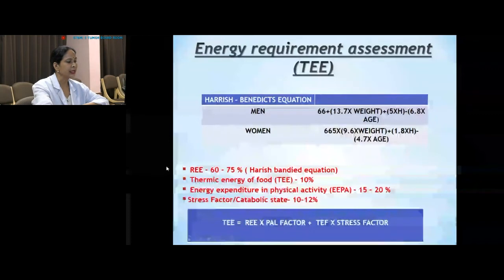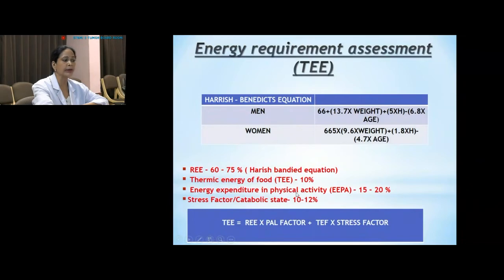Total energy expenditure is equal to resting energy expenditure plus activity factor. Activity, as I elaborated here, depends on the type of activity. So PAL is the physical activity factor, plus the thermic effect of food, plus stress factor.